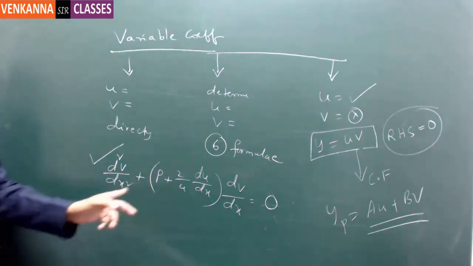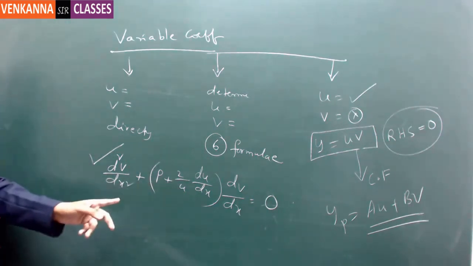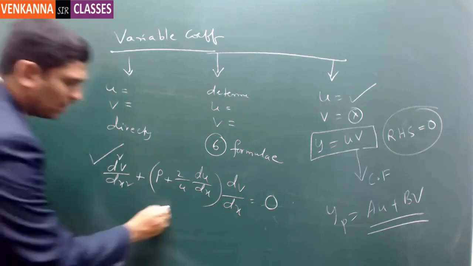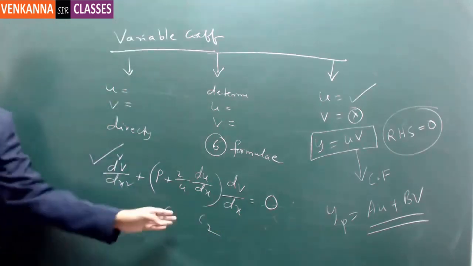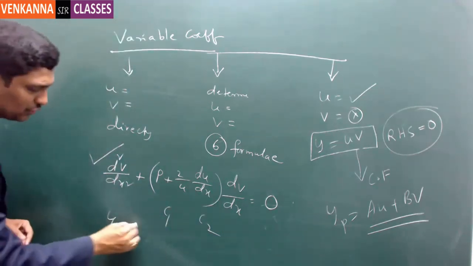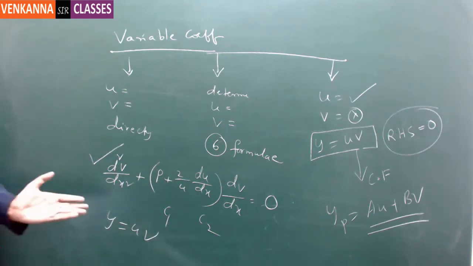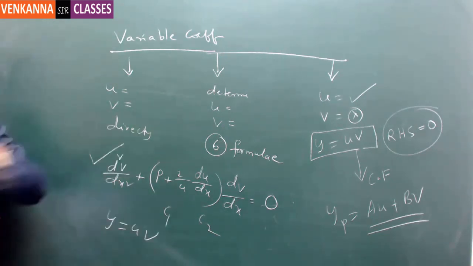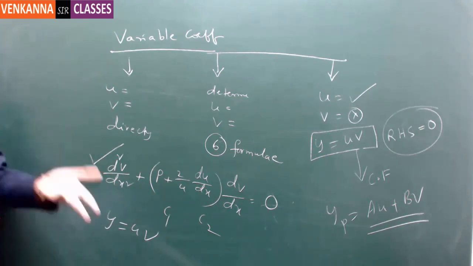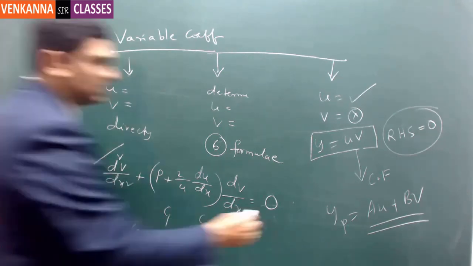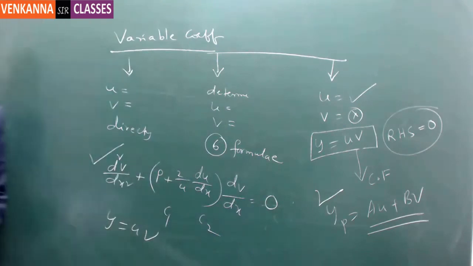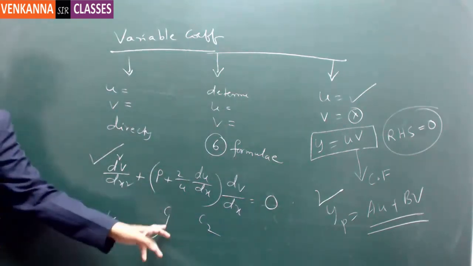If you take 0, it is a homogeneous equation, right? Obviously, we will get two constants. C1, C2 will come automatically by using y is equal to uv. There is no doubt at all. So, which are nothing but the complementary function solution. So, for finding yp, the usual procedure is as usual, a into u plus b into v, because you know what is u, what is v.